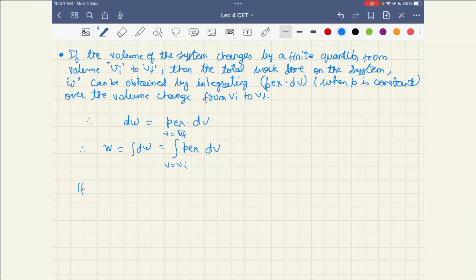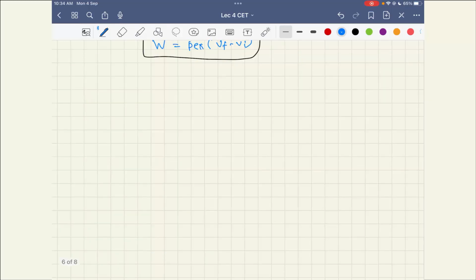Right, now if P external is going to be constant, then we can say that W is nothing but integral dW, which is going to be P external into integral dV from Vi to Vf. This is nothing but P external into Vf minus Vi, right? It may be noted that in the above expression, P external at each stage is equal to P in plus dP. Let me write this down.